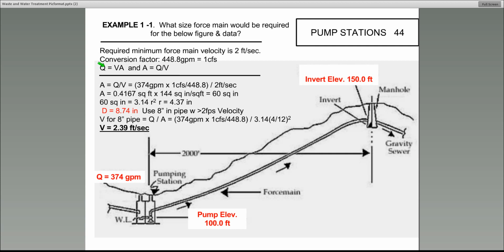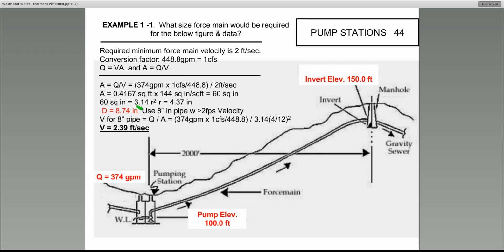Q is equal to A times V, and A, we're solving for the area of the force main, is equal to Q divided by V. So Q divided by V, we have 374 gallons per minute. That's this Q right here. The Q is given right here in the figure. So you have 374 gallons per minute that's pumped uphill.